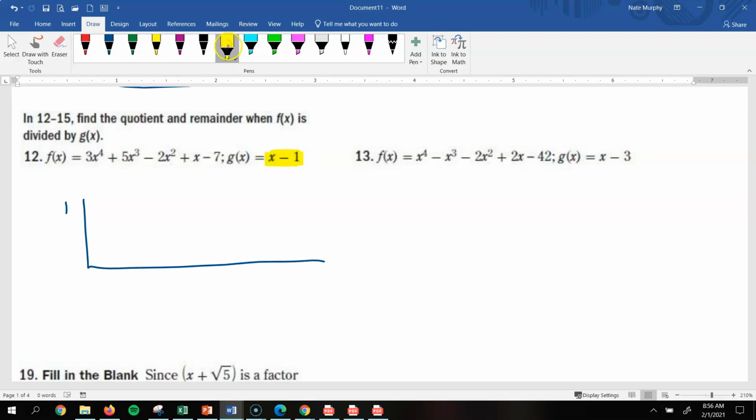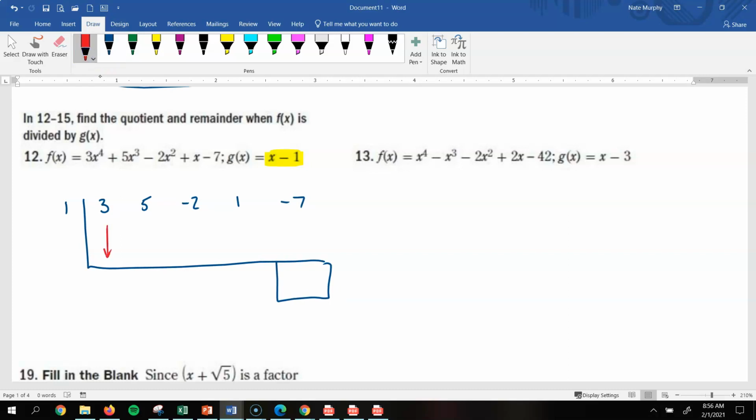Before I start putting numbers in here, I want to make sure that every power is represented. So I have 4, 3, 2, 1, and none. That means every one's represented, so I don't have to put in a 0 or anything like that. I can just jump right into putting down these coefficients. The coefficients would be 3, 5, -2, 1, and -7. And below the -7, I'm going to put a box for if I have a remainder.